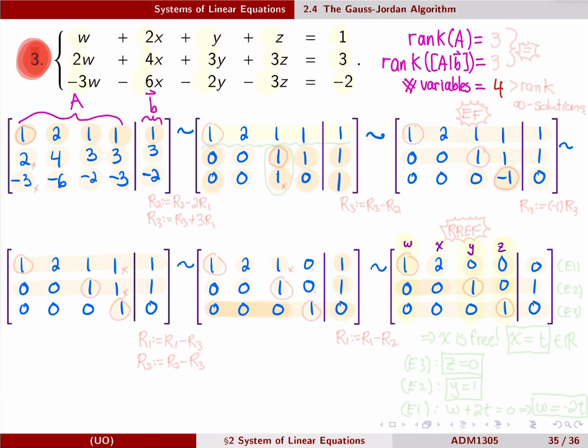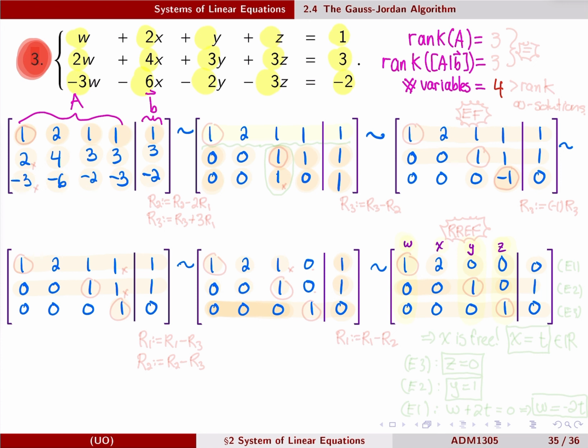Just by reading your system, we have 1w plus 2x plus 1y plus 1z equal to 1. That gives you the first row of your augmented matrix. Then for the second row, 2w plus 4x plus 3y plus 3z equal to 3. That gives you your second row. And finally, minus 3w minus 6x minus 2y minus 3z equal to minus 2. And that's your last row.